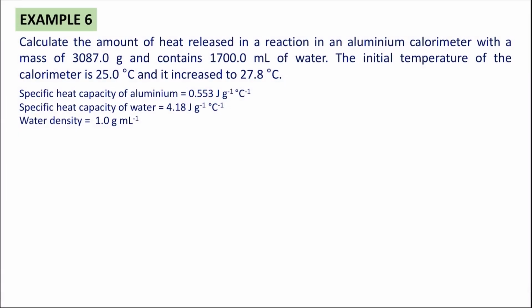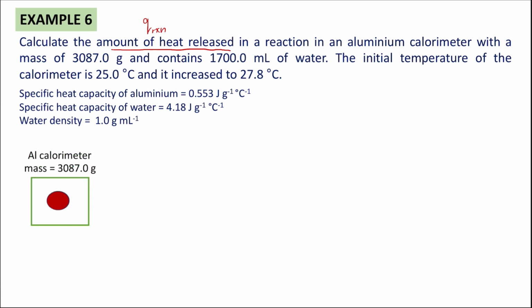Kita continue example 6. So, example 6 dia minta awak untuk calculate amount of heat release. Di sini dia minta Q reaction for aluminium calorimeter with a mass. So, dia bagi mass untuk calorimeter dan juga dia ada water dekat dalam calorimeter tersebut. So, kita boleh illustrate dalam satu gambar rajah. Satu calorimeter, dia ada mass sebanyak 3087.0 gram.